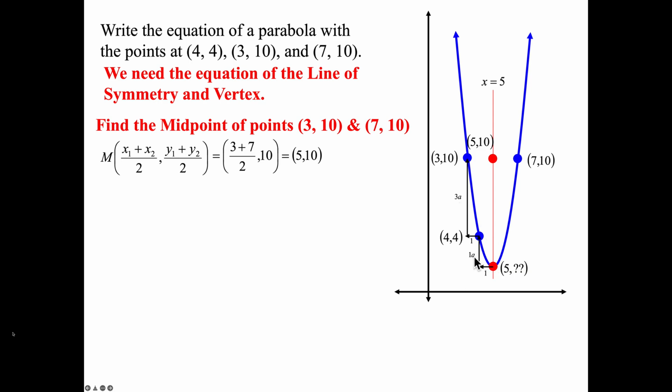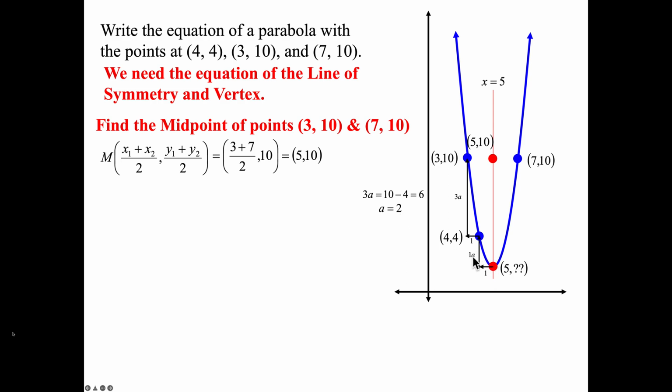Now, I can't find A down here because I don't know the y coordinate. But I can find A up here. I know both y coordinates. I know the distance of that 3A arrow. 10 minus 4 is 6. And 3A equals 6 tells me that A has to be equal to 2.